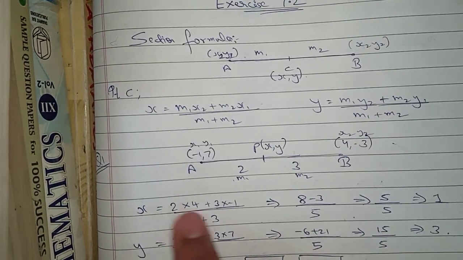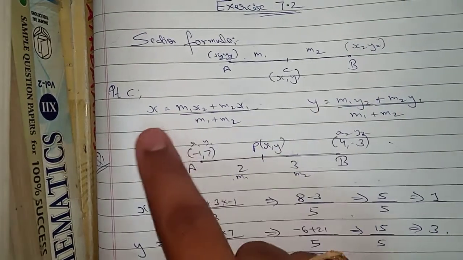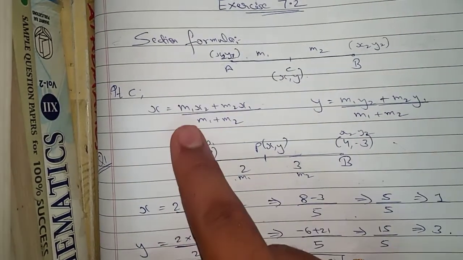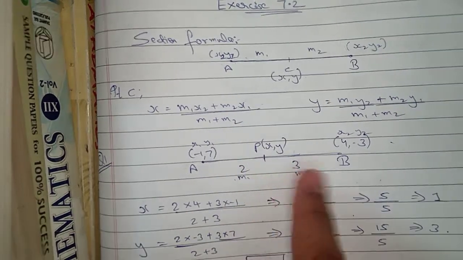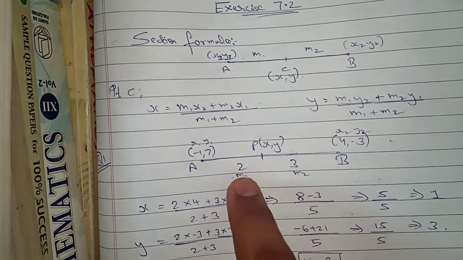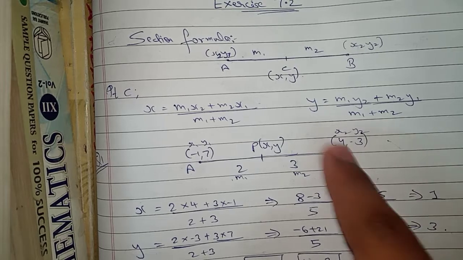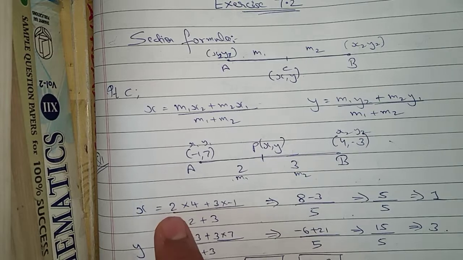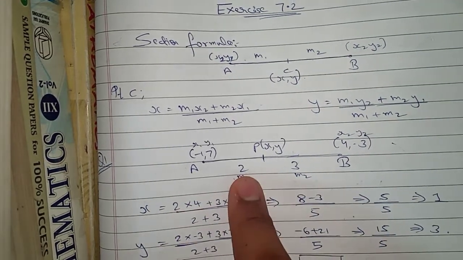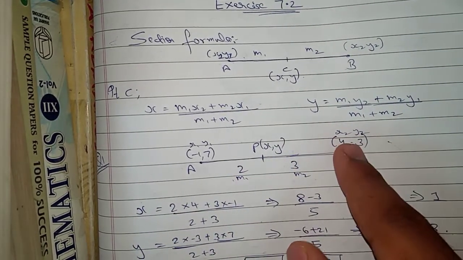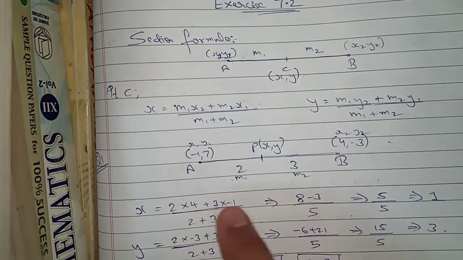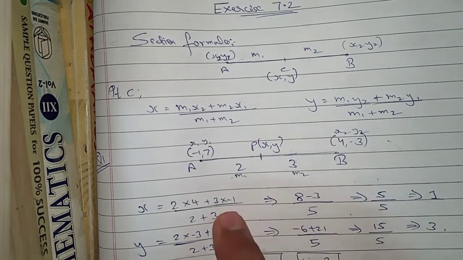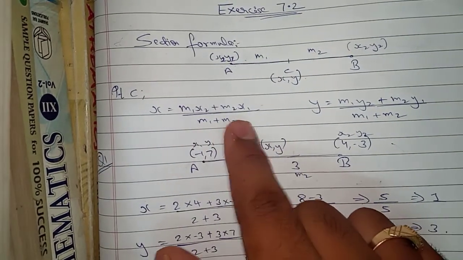Now the formula is what? I will not write the formula in each and every question, so learn these formulas for x and y. So x is what? m1 x2. Now which one is m1? This one is m1, this one is m2. m1 x2, this one is x2. So 2 multiply 4, where 2 is m1 and 4 is x2, plus m2 x1, that is 3 multiply -1, upon m1 plus m2.